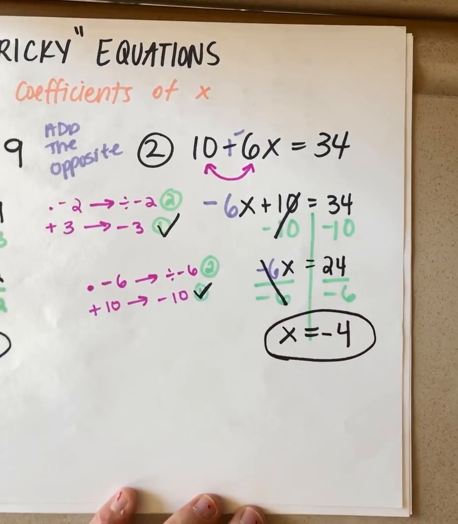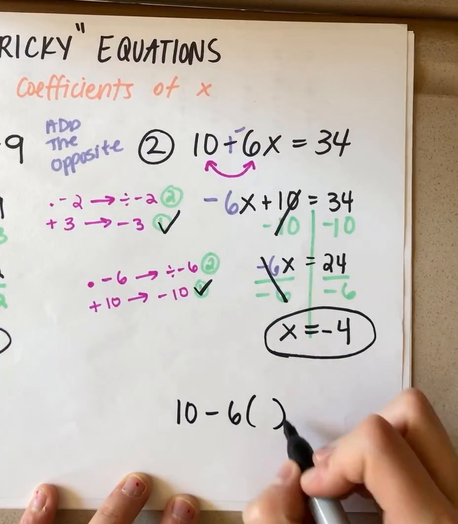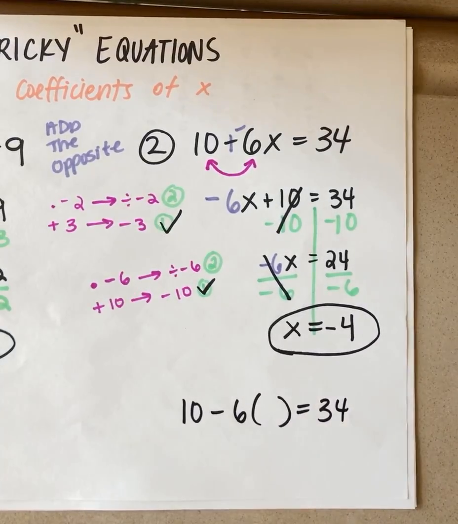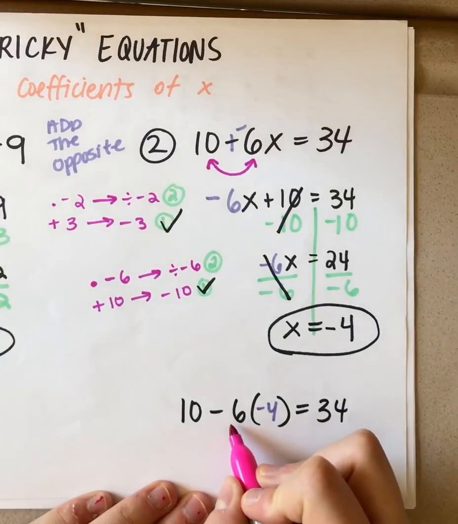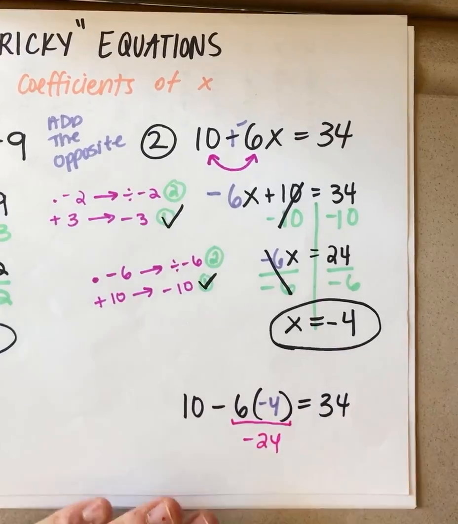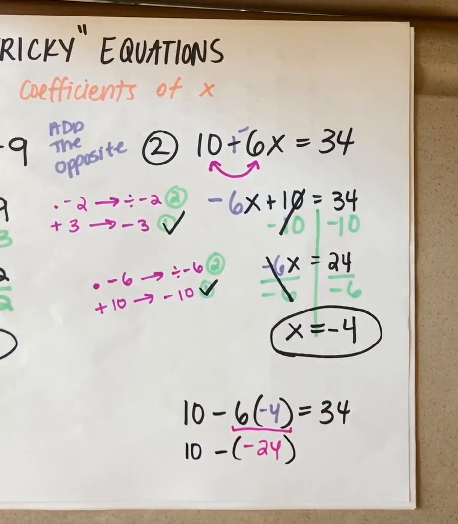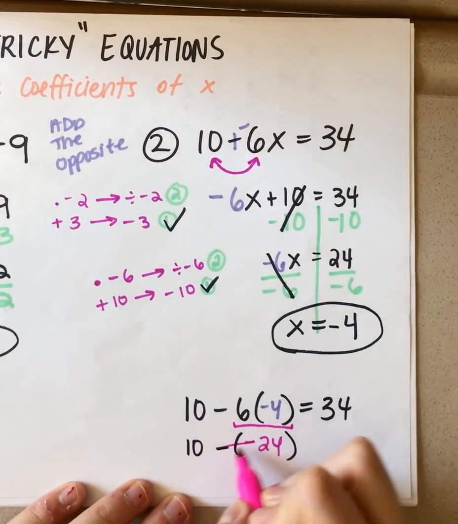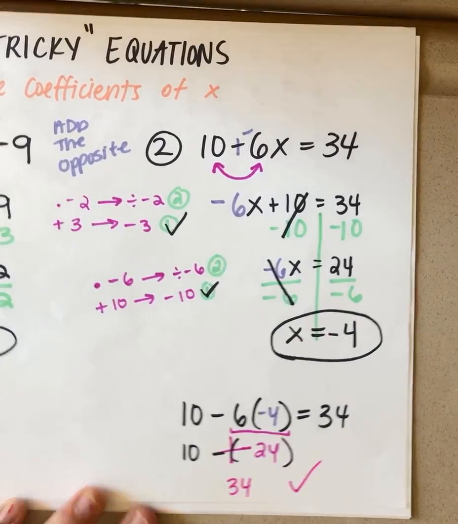Going back to my original equation to check that quickly, 10 minus 6 times negative 4, I'll fill that in, is 34. I would start by doing this multiplication here. So 6 times negative 4 is negative 24. And then I have 10 minus negative 24. Well, I know that subtracting a negative is the same as adding a positive, adding the opposite, and 10 plus 24 is 34. So that was the correct answer.